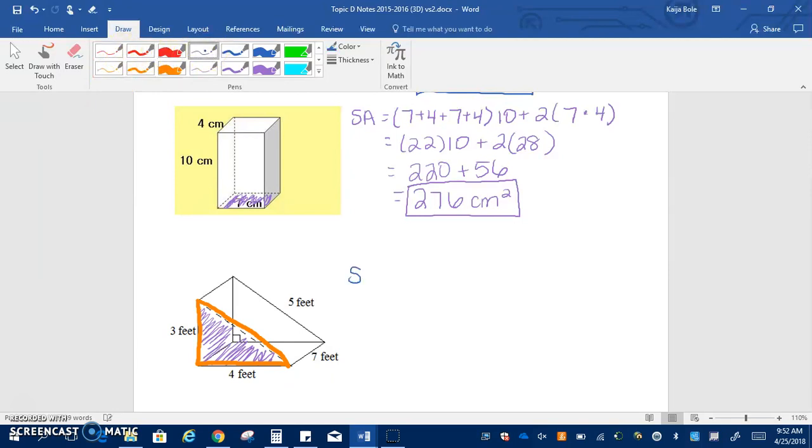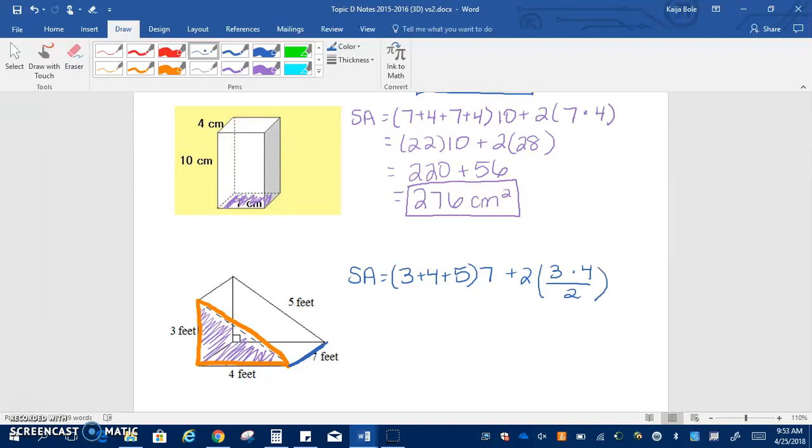So surface area. First, the perimeter of the base, which is 3 plus 4 plus 5, times the height that connects the two bases. This 7 here connects them. That's our height. Plus 2 times the area of the base. So the area of a triangle would be 3 times 4 divided by 2.